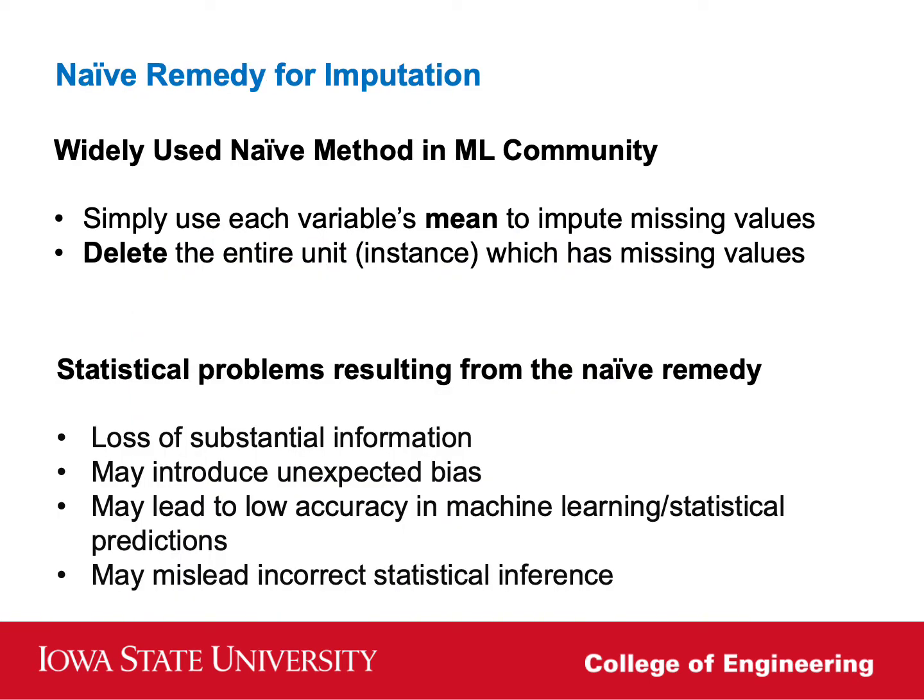There are many popular methods to deal with that in the machine learning community. We call them naive methods because sometimes they delete the data, or sometimes they use the mean value of each observed variable. But simply deleting can cause loss of substantial information, and simply using the mean value may introduce unexpected bias and also low accuracy in the subsequent machine learning and statistical prediction.